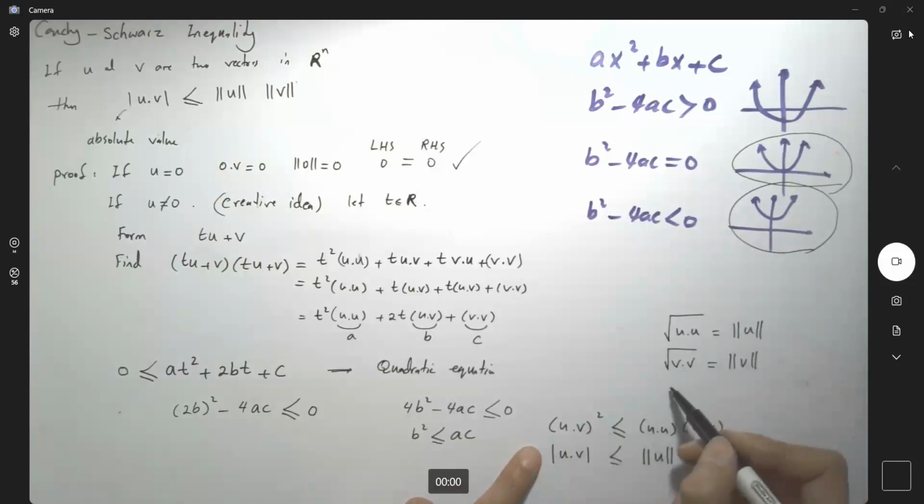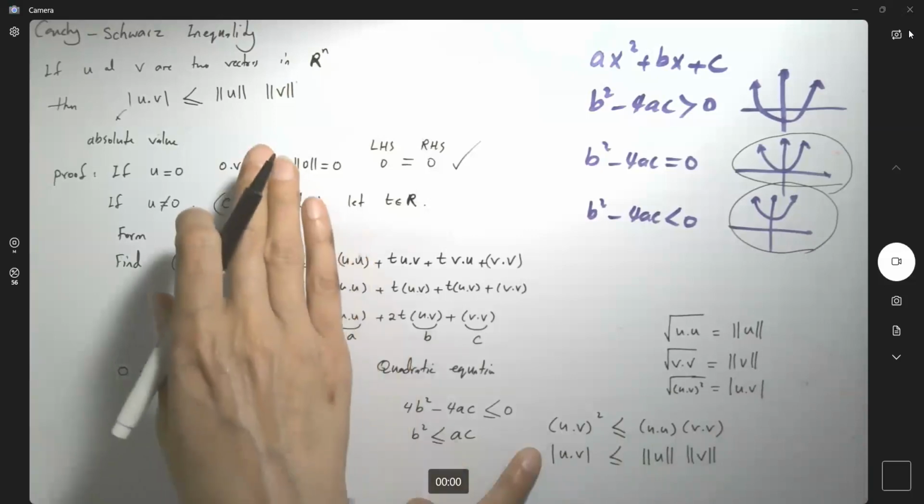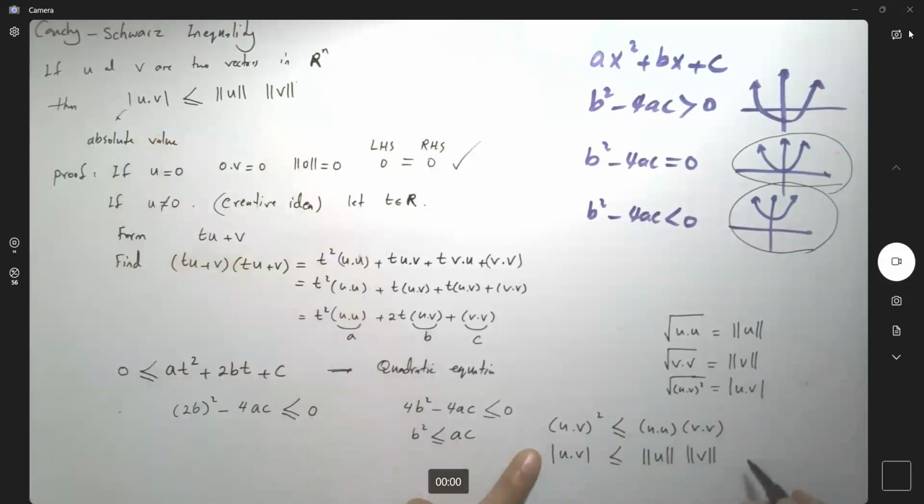Now remember, when you're taking the square root of u dot v squared, it's always equal to the absolute value of u dot v. So we just proved the Cauchy-Schwarz theorem.